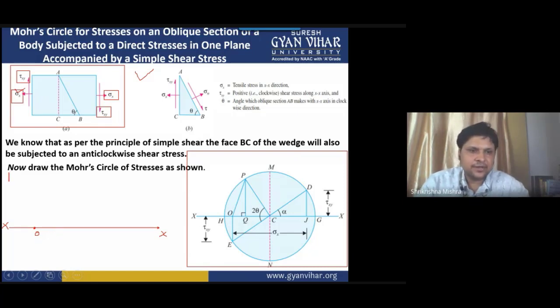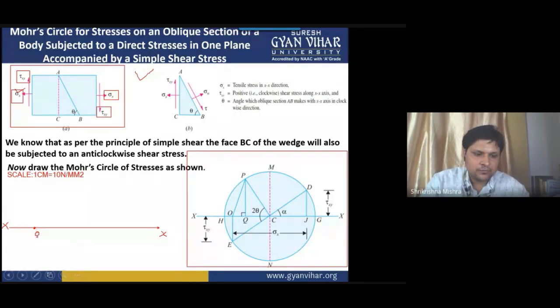First of all, we will take a scale, as I have already told you in the previous lecture. The scale represents how much is represented by 1 centimeter. We can take any value: 1 centimeter equal to 5 Newton per mm square or 10 Newton per mm square, as per your convenience. So 1 centimeter is equal to, for example, 10 Newton per mm square. On this basis, if the normal stress sigma x is equal to 100, you will have to draw a 10 centimeter line.